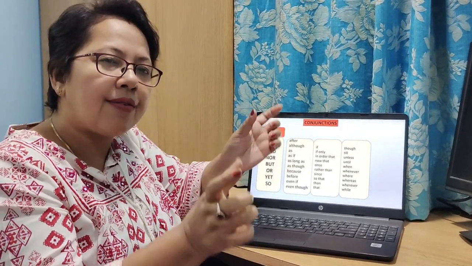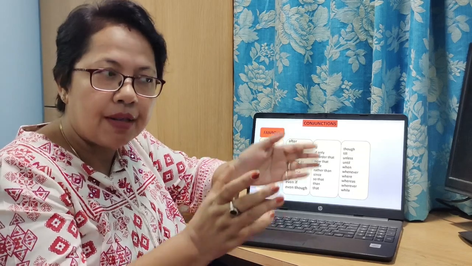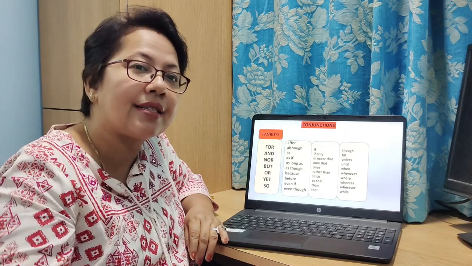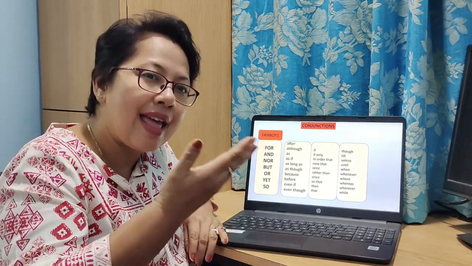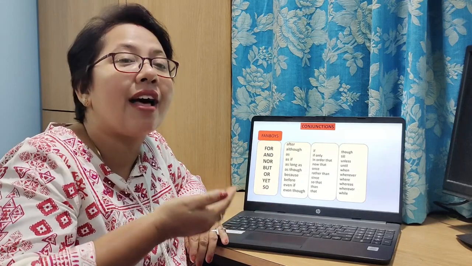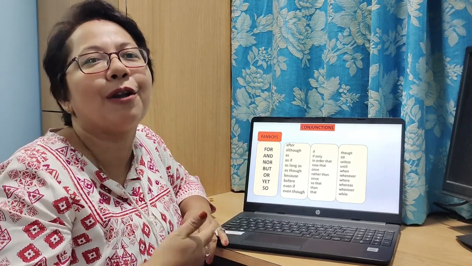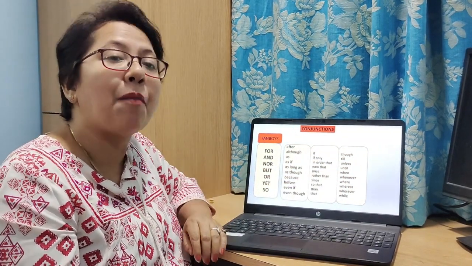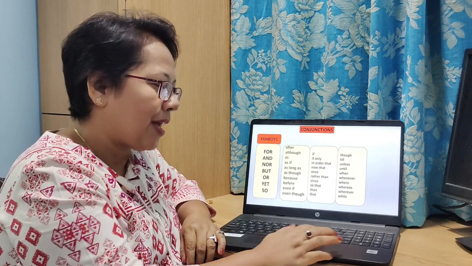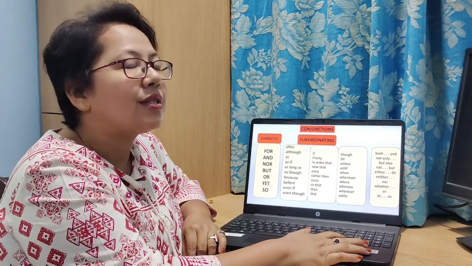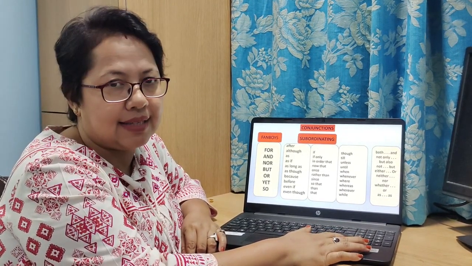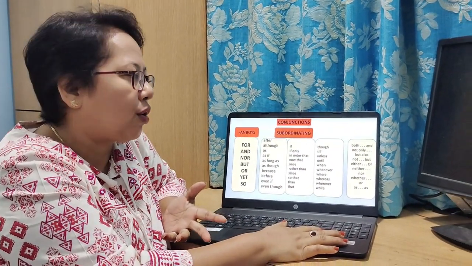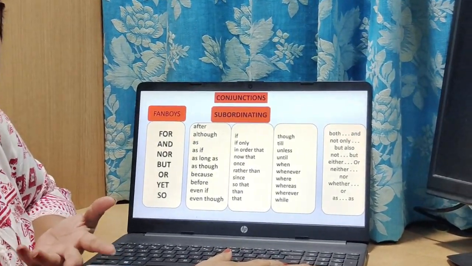So two verbs are there, in fact two sentences sort of. But the first part is dependent in meaning on the other part. And hence it is below the other part, and hence it is subordinate to the other part. And hence it is a subordinate clause. And these words will always introduce the subordinate clause in a sentence. And these are known as subordinating conjunctions.